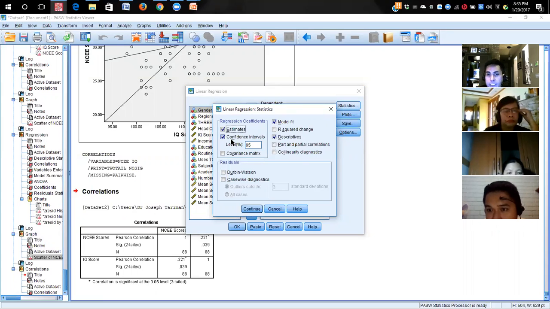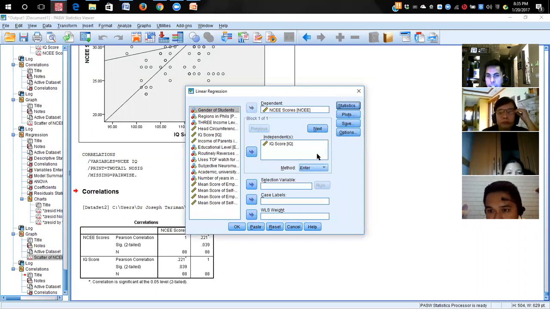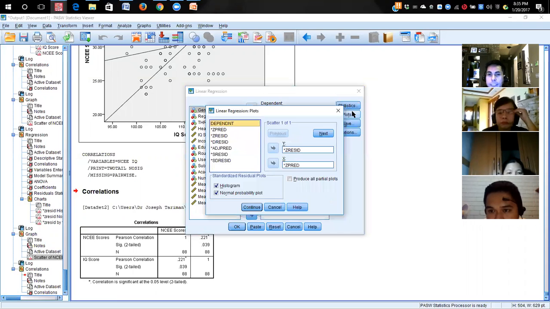The confidence interval, I always include it. And I also like to include descriptives. And then we press continue. And for the plots, what I'd like to do, I have 5 more minutes. It's 8:35. I think I started at 8 or maybe 3 minutes.